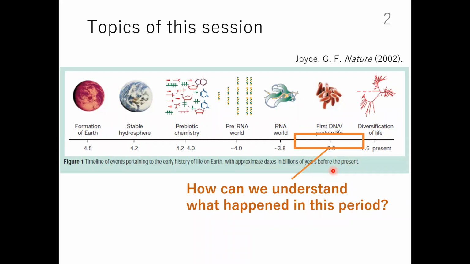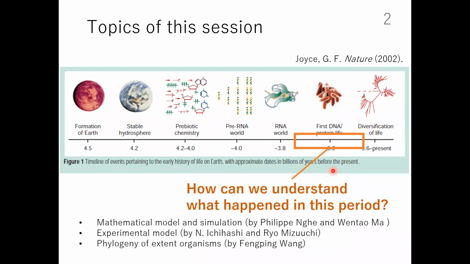This period is also very important, I think, because during this period chemistry produces many biological phenomena. We would like to understand what happened in this period, but how can we? I think the speakers in this session try to answer this question by different approaches, such as mathematical models and simulations by Philippe Gay and Wendell Ma, experimental models by me and Ryo Mizuuchi, or phylogenetic analysis of extant organisms by Feifei Wang. In the next few slides, I'll show you their studies briefly.